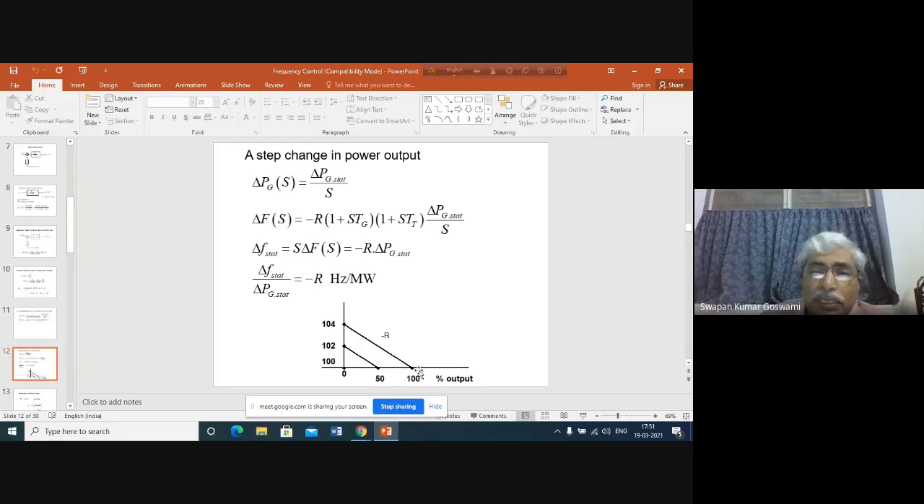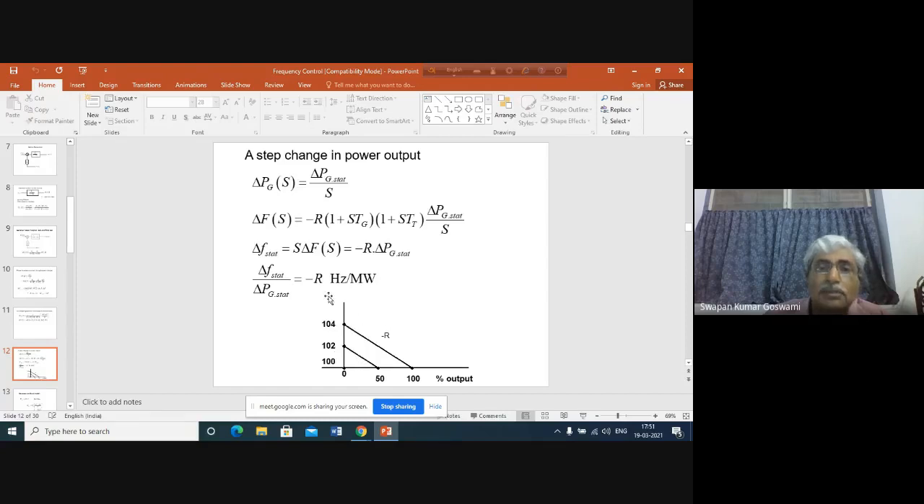Here it is representing the percentage change in output, and here the percentage change in frequency. When output is 0, say this is the frequency. As you are increasing the output, say 100% is the change in output, then what will be the change in frequency? Say it was 104% frequency, now it becomes 100% when load becomes 100%. This is how we plot it.